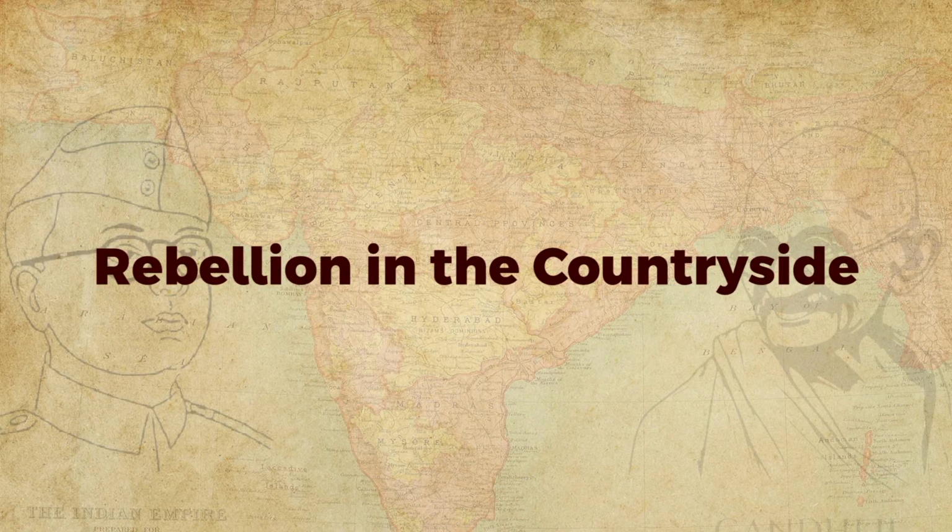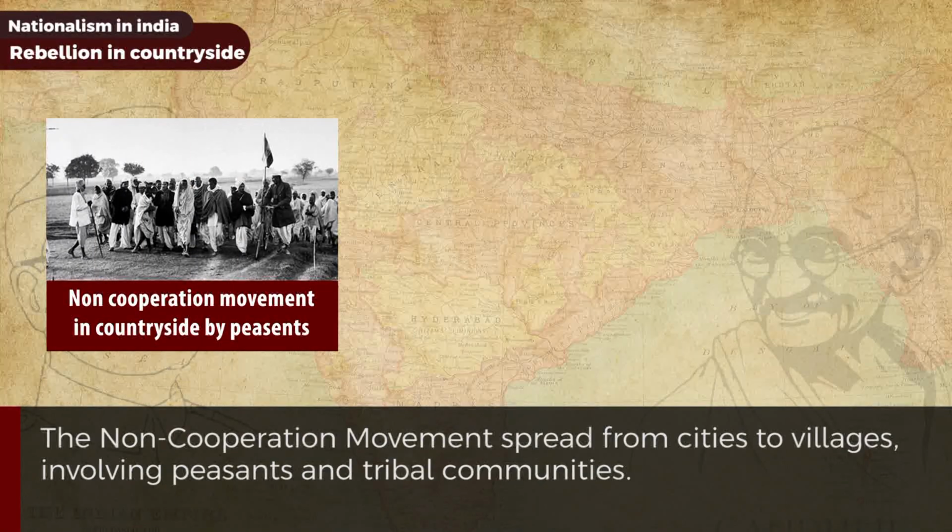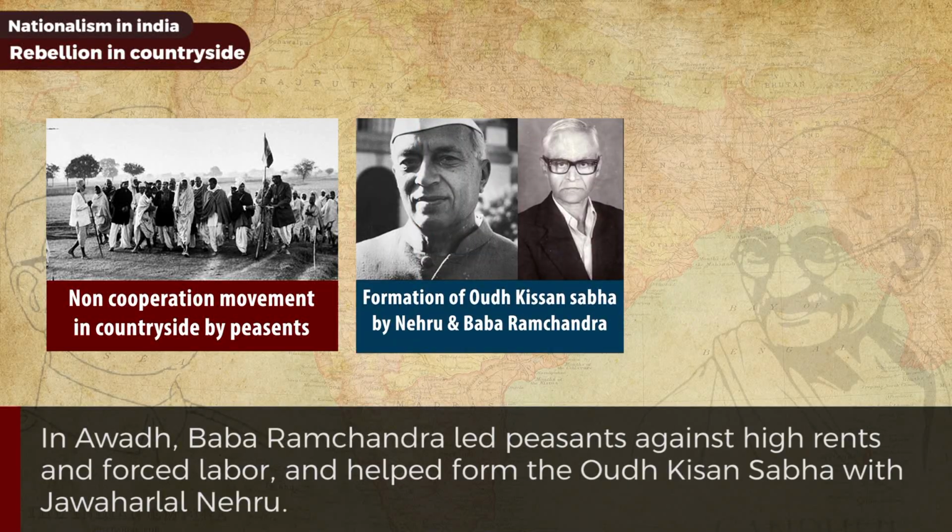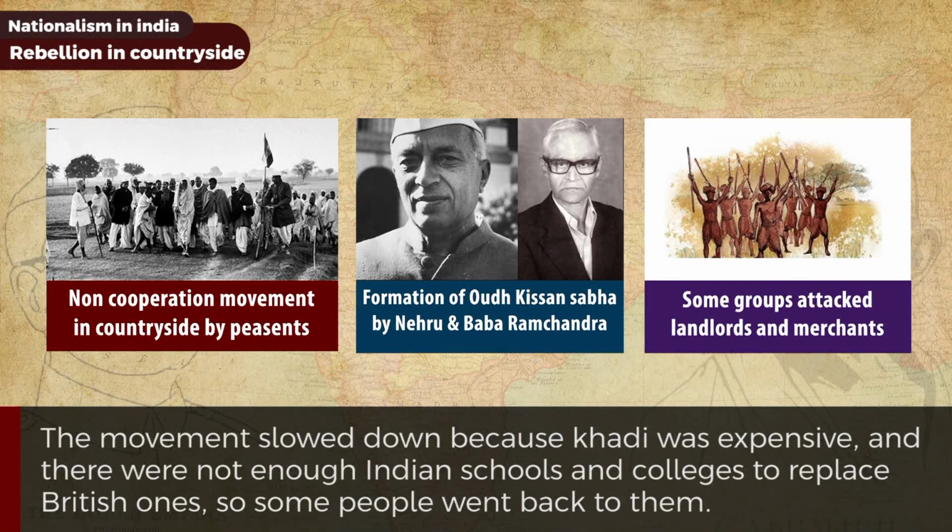Rebellion in the countryside. The non-cooperation movement spread from cities to villages, involving peasants and tribal communities. In Awadh, Baba Ramchandra led peasants against high rents and forced labor, and helped form the Awadh Kisan Sabha with Jawaharlal Nehru.